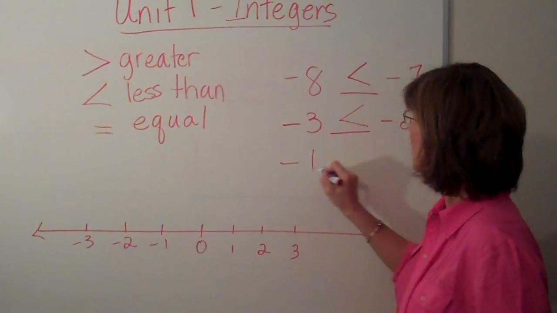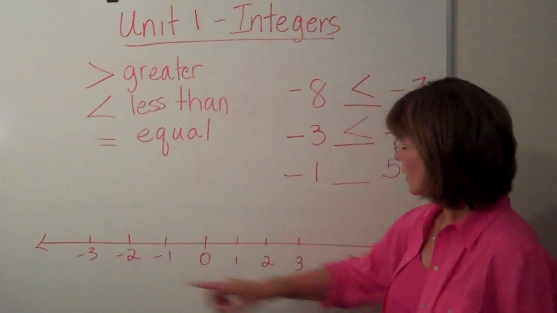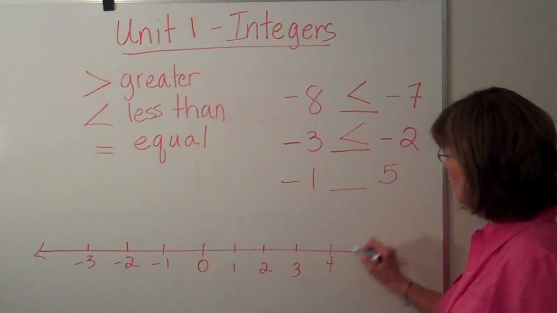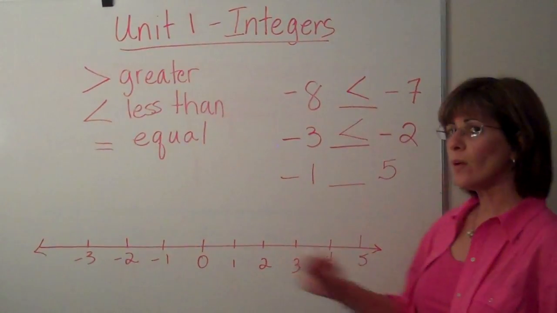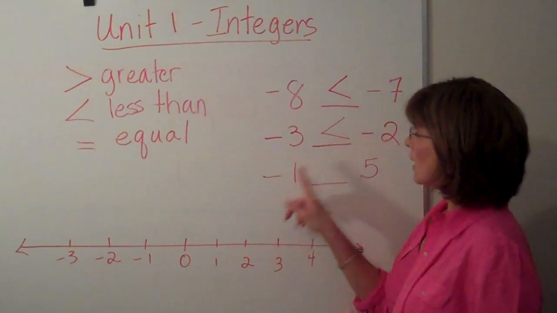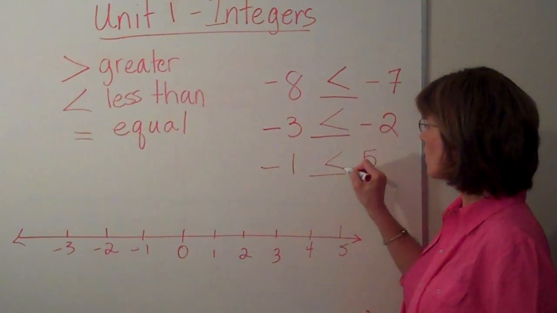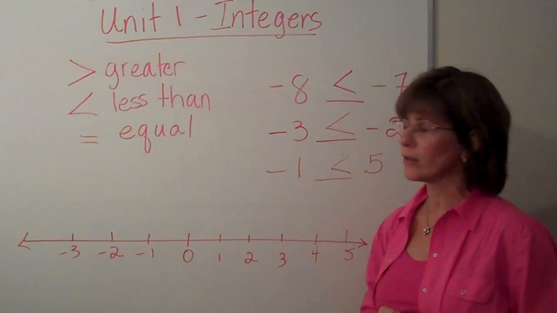What's greater, -1 or 5? So we have -1 and we would have 5 would be over here. When you're going in this direction, you can no longer say which is closer to 0. If one of them is negative and one of them is positive, the positive is always going to be greater.